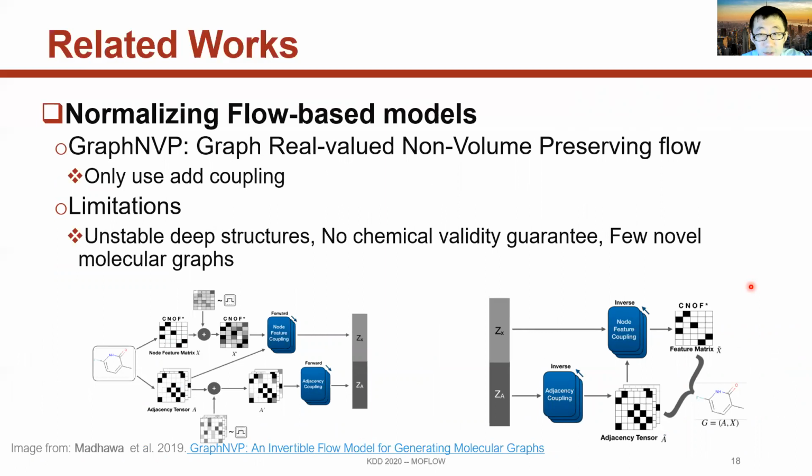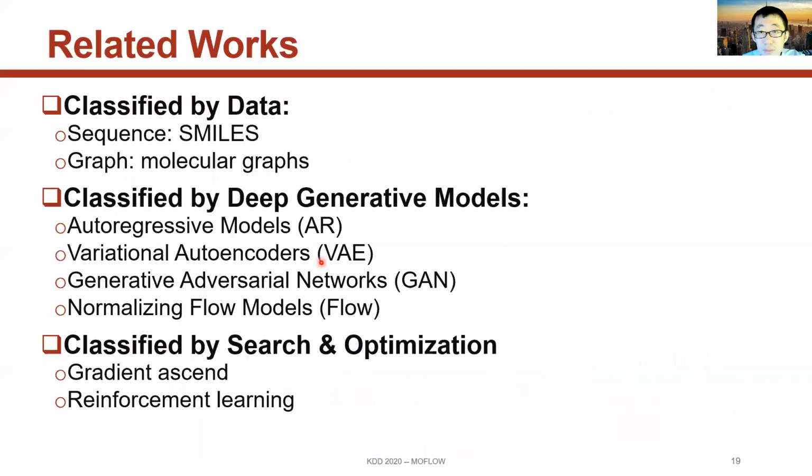GraphNVP tries to generate molecular graphs by the normalizing flow generative framework. However, they only use single add coupling layers in the normalizing flow structures. We will detail this part later. And its neural network structure is unstable to train, and their model can only generate very few chemically valid and novel molecular graphs. Thus, they show very limited performance.